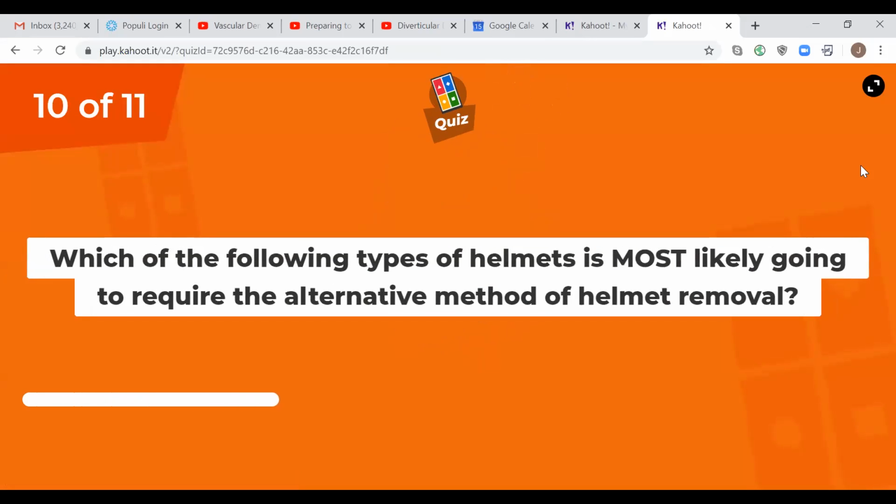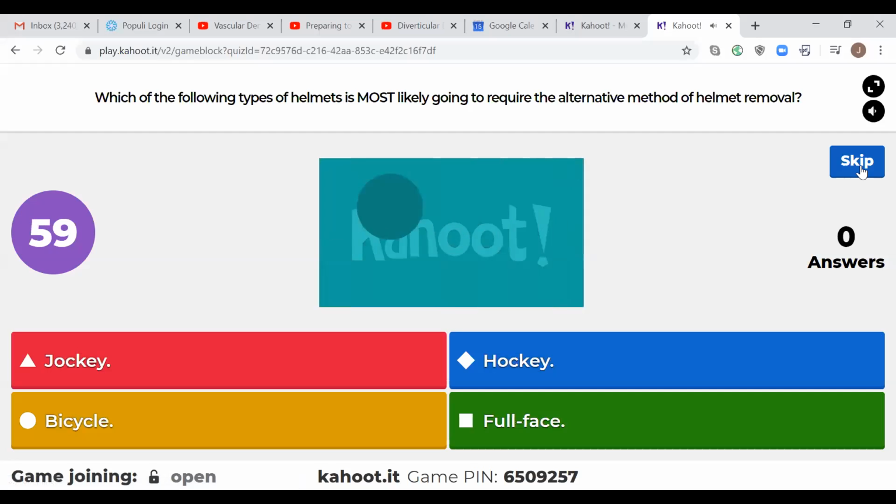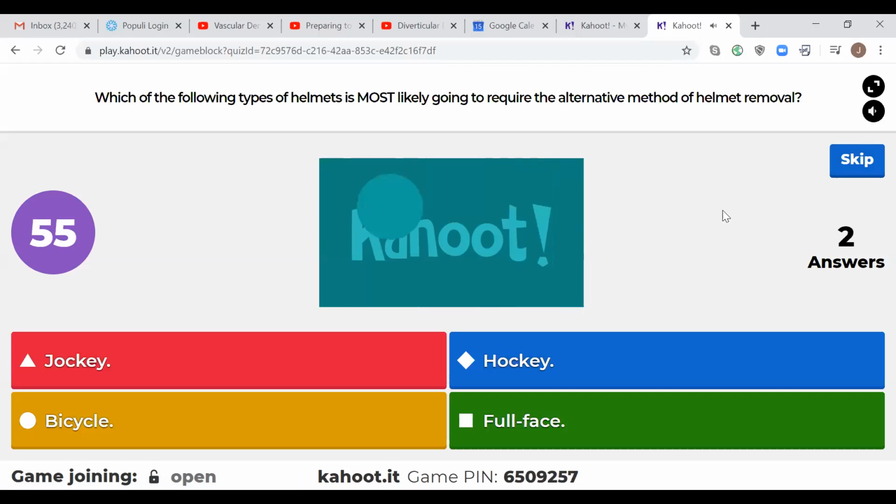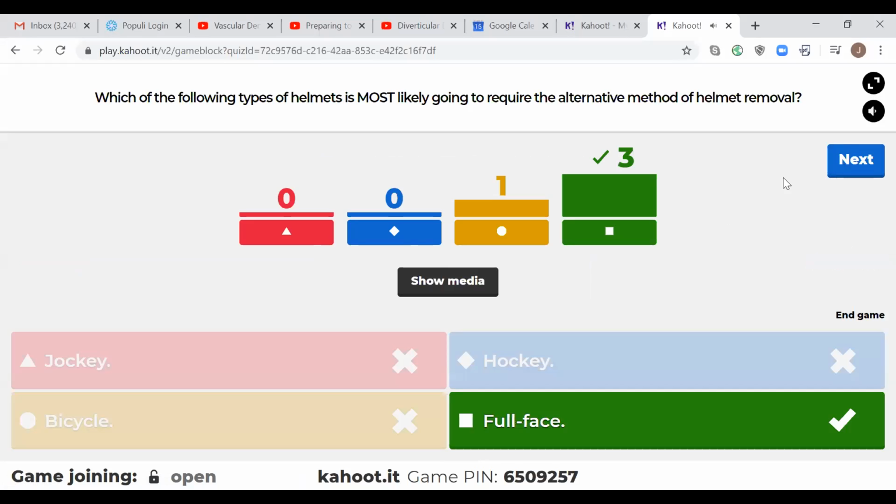Which of the following types of helmets is most likely going to require the alternative method of helmet removal? Face.